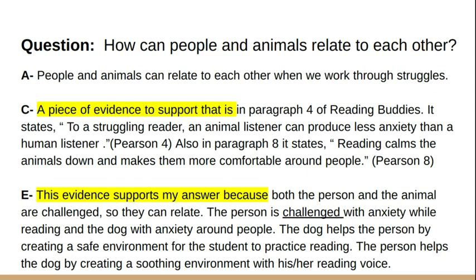So notice I underlined the word challenged, and here's why. I wanted to show you that I used a synonym in my explanation. Up there in my answer, I used the word struggles. Then in my explanation, I used the word challenged. I also put the evidence in my own words. So what does that show? That shows that I really understand the text because I was able to put it in my own words.